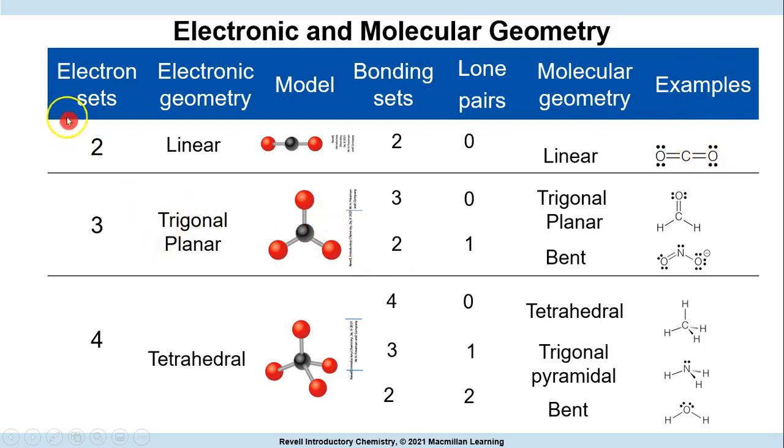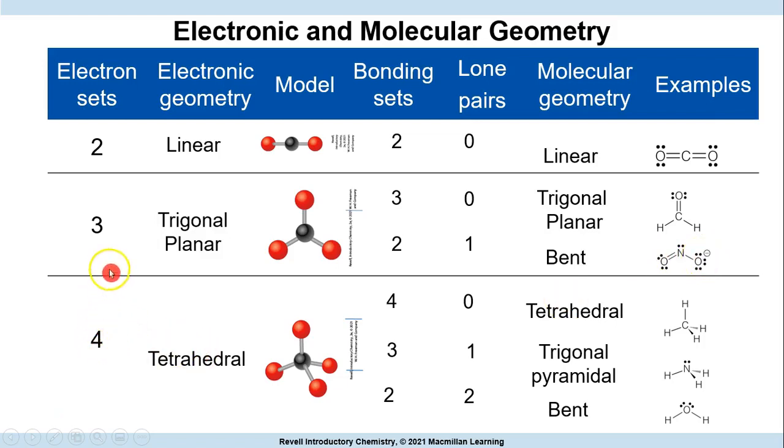Now, if we have 3 electron sets, the electron geometry is going to be trigonal planar. And this is the model. So we could have 3 bonding sets and no lone pair. In that case, the shape of the molecule is trigonal planar. But we could also have 2 bonding pairs and 1 lone pair. In that case, the shape of the molecule is bent. An example that we've seen is the nitrite ion.